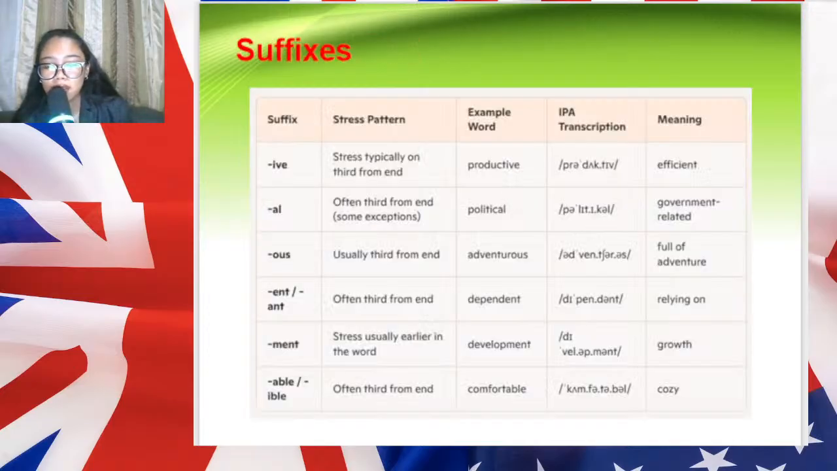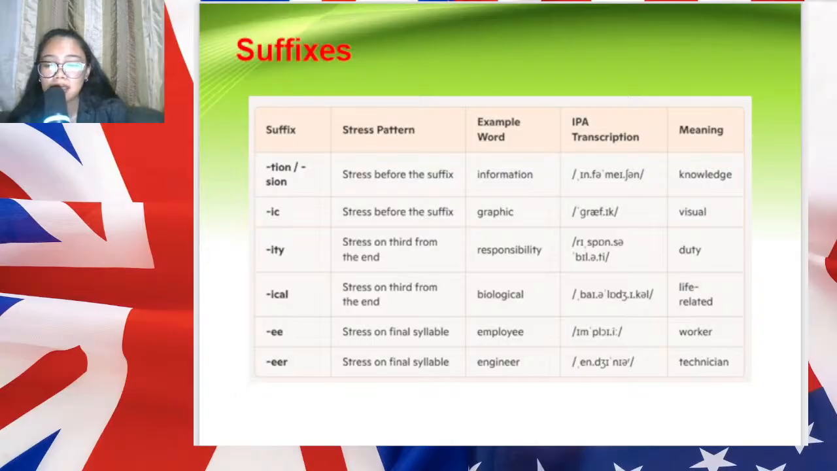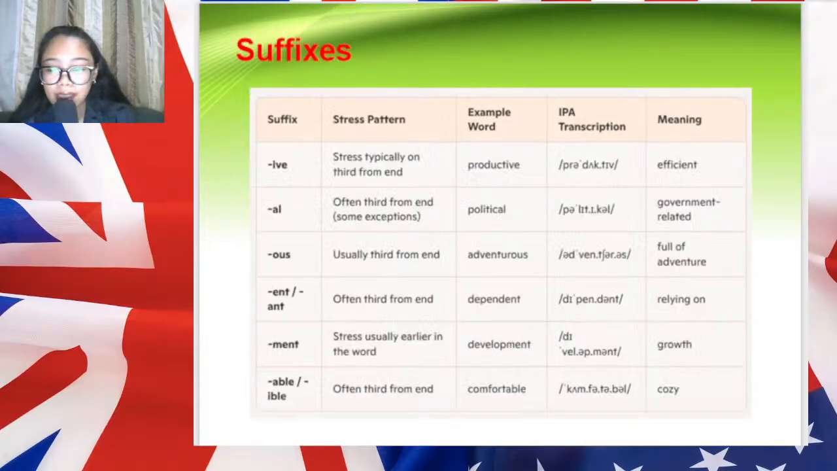Let's move on to another set of suffixes. Let's start with this one, -ive. Sorry, I pronounced it wrong. It usually depends on the word itself. So here, the rule for stress pattern is that we stress typically on the third syllable from the end. It's the same with -ic and -ical. It's the same with this one, -ive. We stress typically on the third from the end.